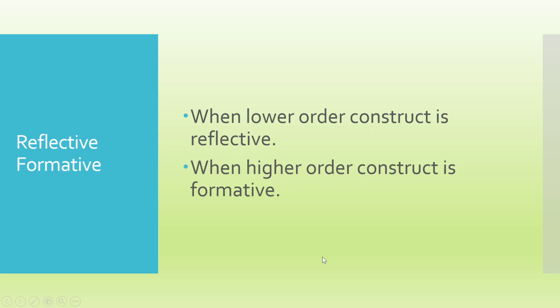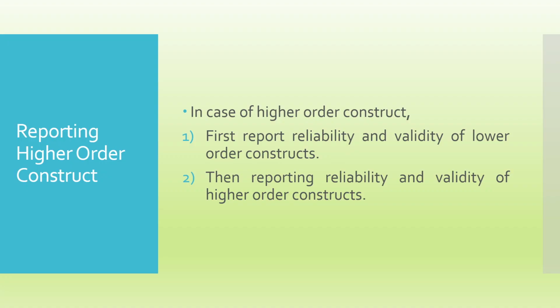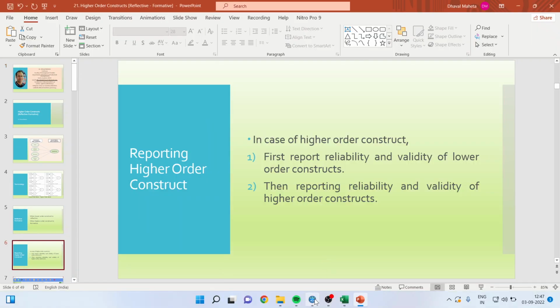So what's a reflective formative? When lower order construct is reflective and higher order construct is formative. In case of higher order construct, first we will have to report reliability and validity of all lower order constructs. Then we will report reliability and validity of higher order constructs. So let us go into the SmartPLS.